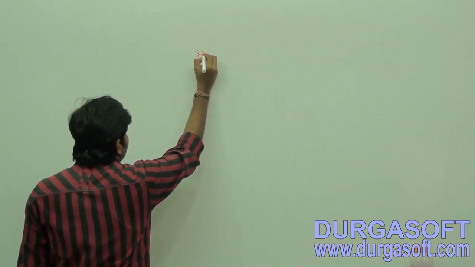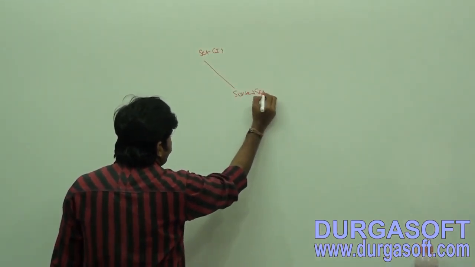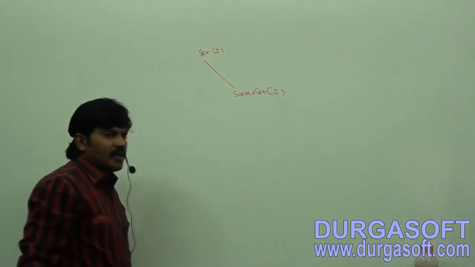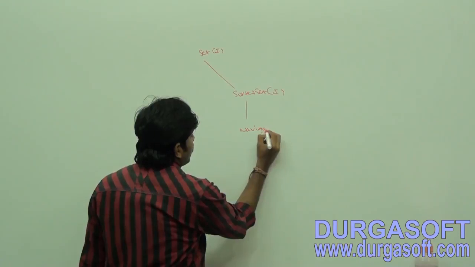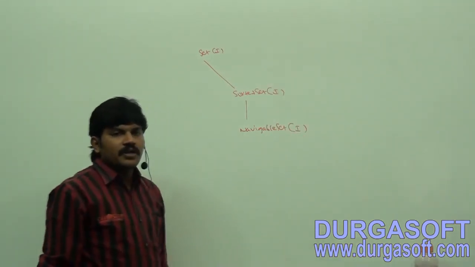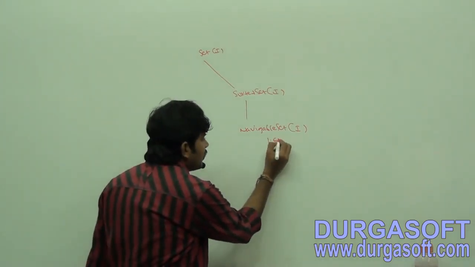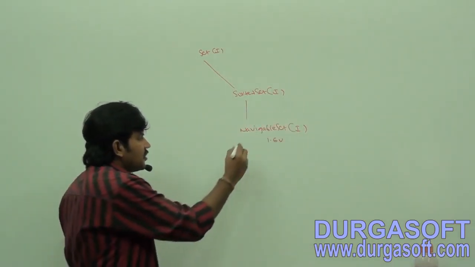So we covered Set, and then SortedSet. What is the next interface? NavigableSet. Now, one minute. This NavigableSet I will cover at last, as the 1.6 version enhancements, under a separate heading. I am not talking about this at this stage.